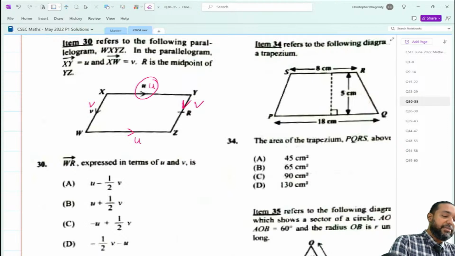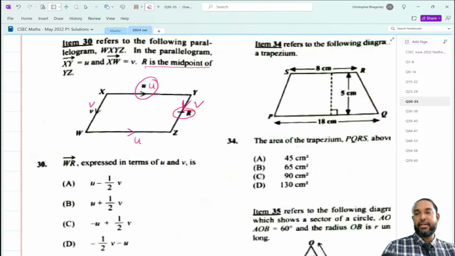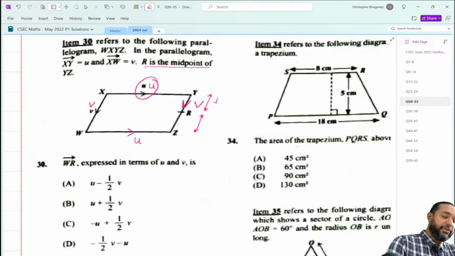Right, and R is the midpoint of that. So a midpoint does what to a line segment? Cuts it exactly in half. All right, cool. So when you cut it in half, it means that this piece here, YR, and this piece here, RZ, are equal to each other. And they're therefore each equal to a half of V. The vector along them is a half of V, because the whole vector from Y to Z is just V, right?